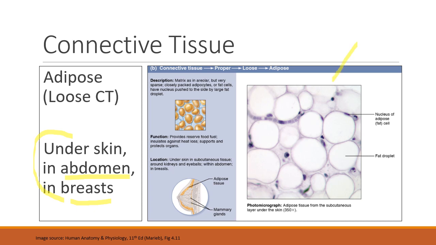So here's a microscopic view of adipose tissue. You can see that it's very, very thin-walled. Here's an example, a very, very thin wall, and kind of pushed off to the side is this little dark spot. That's the nucleus. So what's all of this white stuff in the middle? That's fat, right?